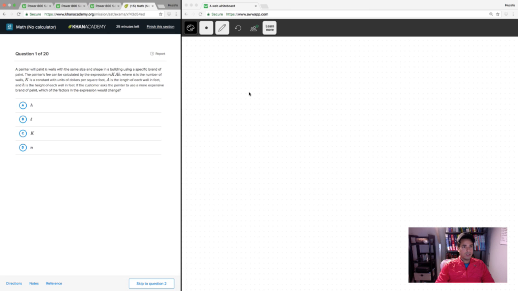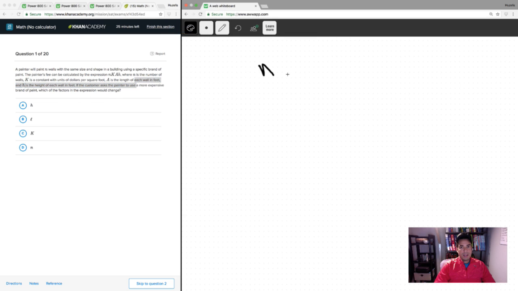Continue to first question. A painter will paint n walls with the same size and shape in a building using a specific brand of paint. The painter's fees can be calculated by this expression, where n is the number of walls, k is a constant with units of dollars per square foot, a is the length of each wall in feet, and h is the height of each wall in feet. If the customer asks for more expensive paint, which of the factors in the expression would change?